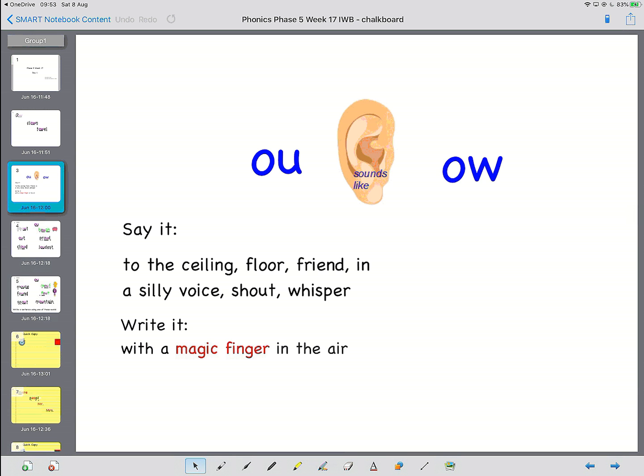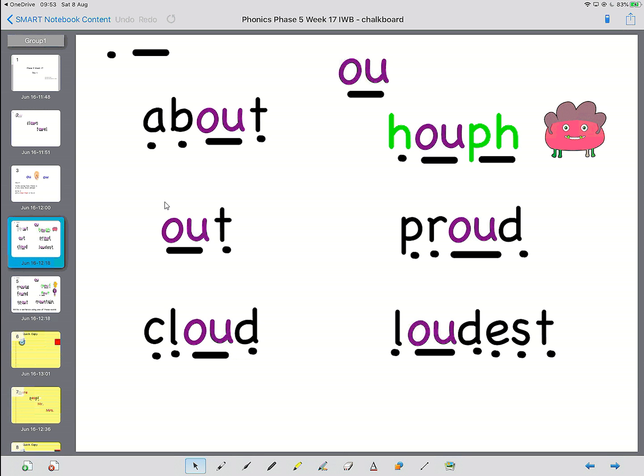Excellent work. So here are some of the words that use that ow sound. A, b, out, about. You have the next go at the next one. Out, out. Next one you do as well. Cloud. And meet our first alien. Watch out for this. So, h, ow, half. Give half a wave.